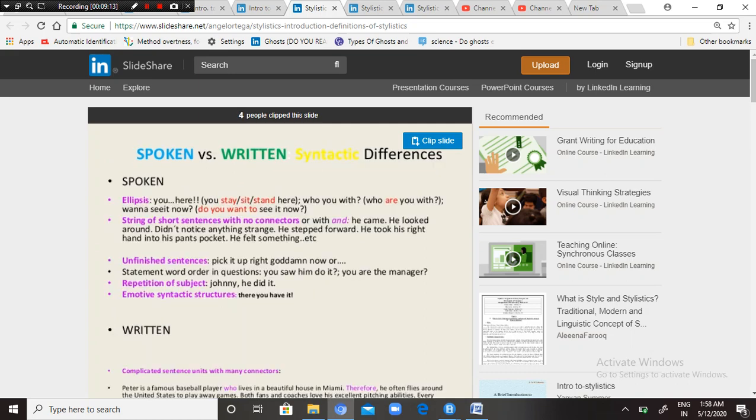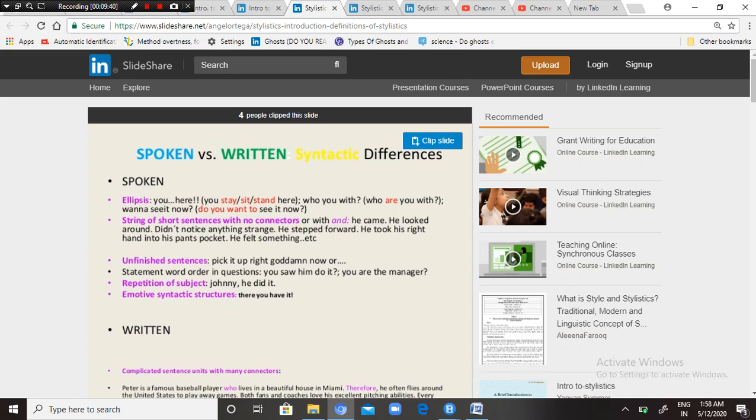Spoken versus written syntactic differences. Spoken ellipses: you hear, you stay, sit, stand, hear. Who you with? Who are you? Want sitting now? Do you want to sit it now? These are the examples of ellipses.